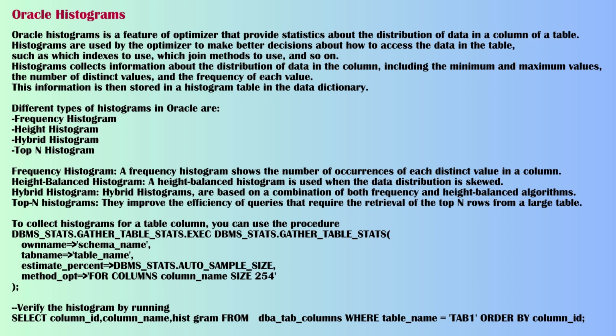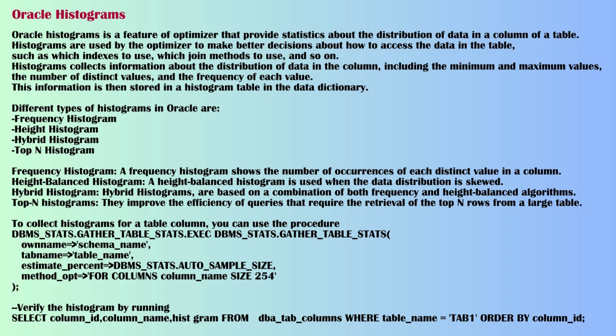The available methods are: Oracle automatically determines the number of buckets and the bucket size based on the data distribution. Method_opt: the method used to create the histogram is specified by the optimizer. For all columns size n, this creates a histogram for all columns with n buckets. Note that height-balanced histograms require more maintenance than frequency histograms, as the bucket endpoints need to be updated as data changes.